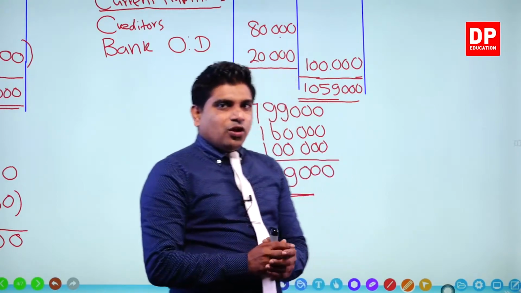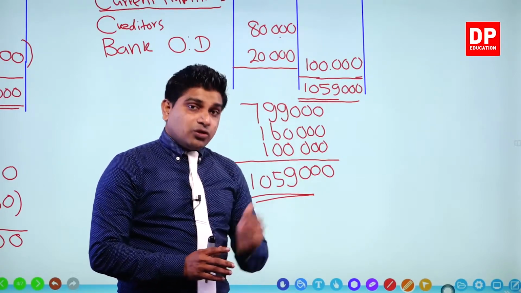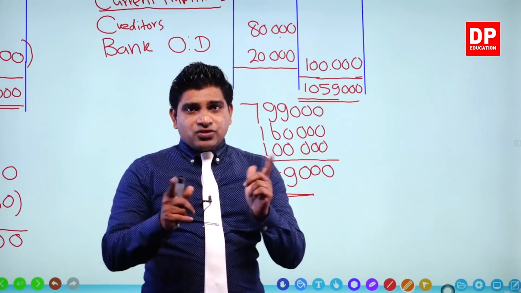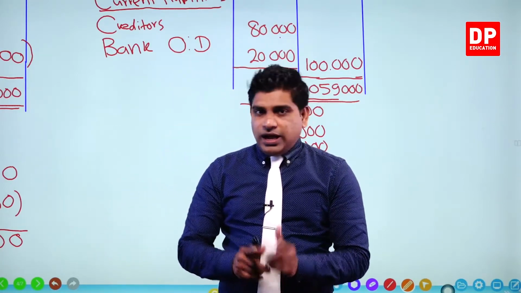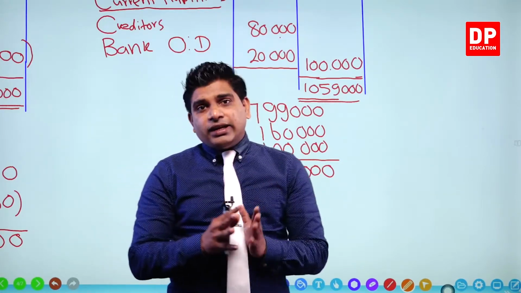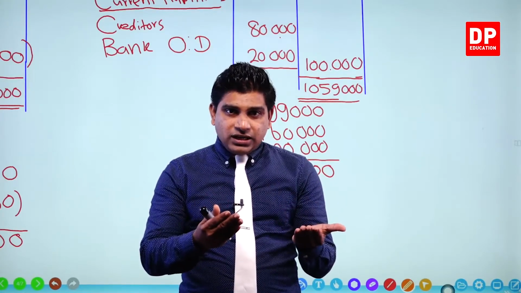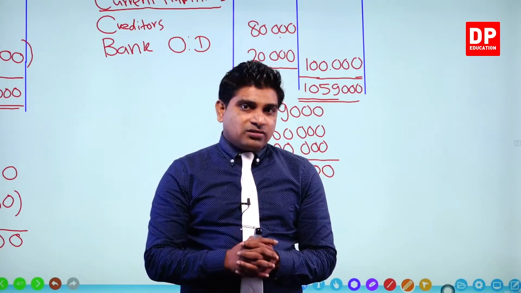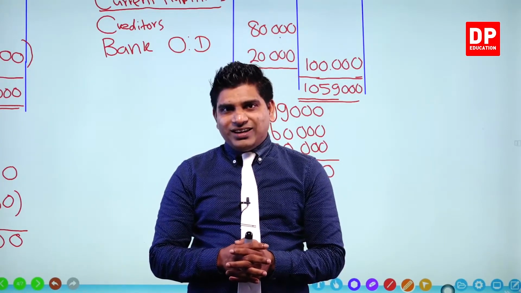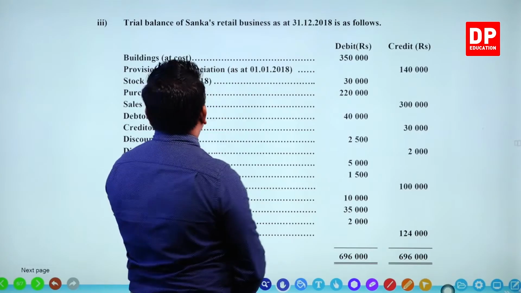You can see the total assets of the business 1,059,000. Total liability side also 1,059,000. Let's go to the new question. Actually, this question is a 2019 O-level paper question. If you have the O-level paper 2019, you go to question number 7 part 3. The same question I am going to do now, right? Now you can see the question.